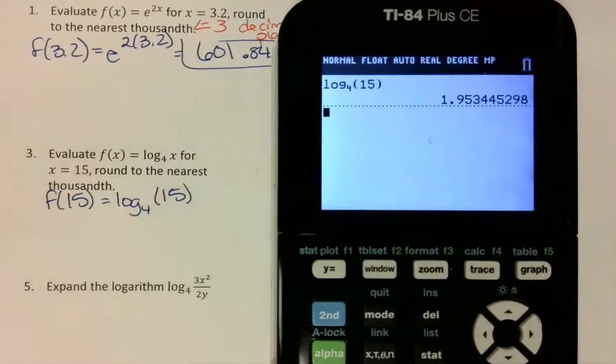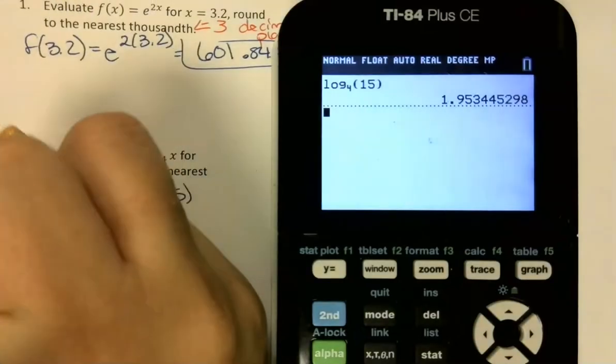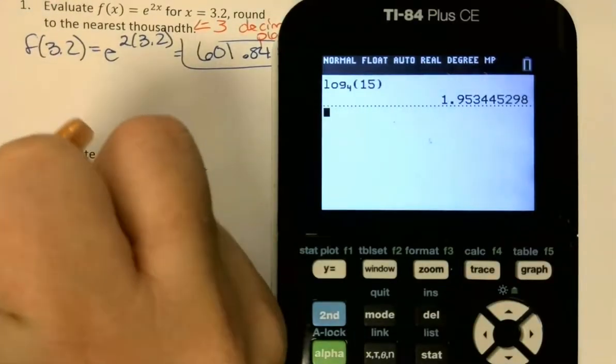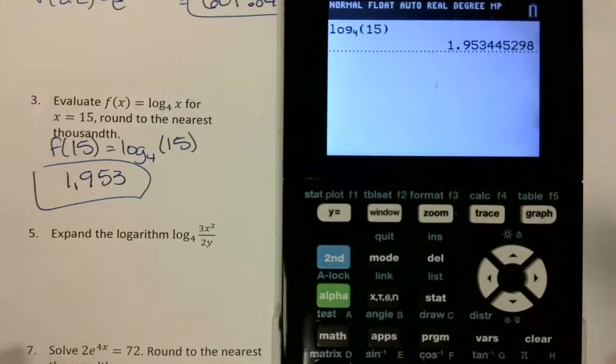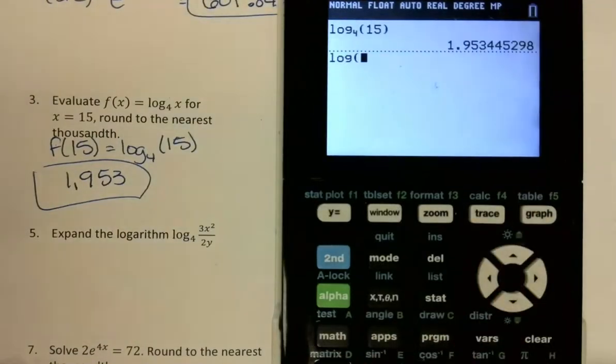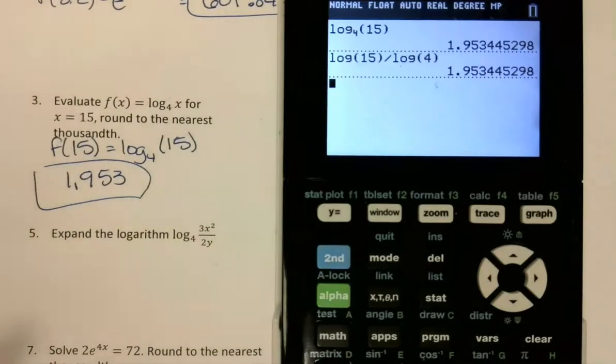This one again wants me to round to the nearest thousandth, so 1.953. If I am on an older calculator, what I can do here is I can do log my argument, so the 15, divided by log my base, which is 4, and then press enter, and it gives me the same answer.